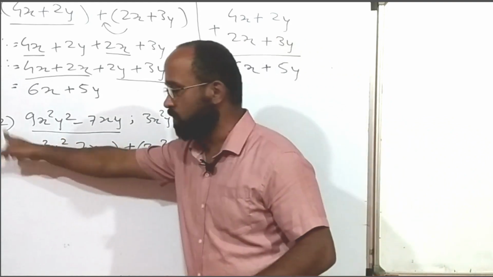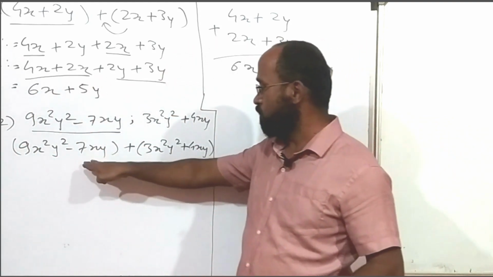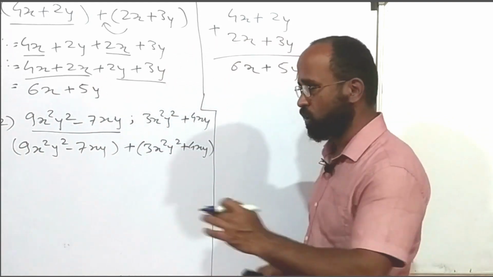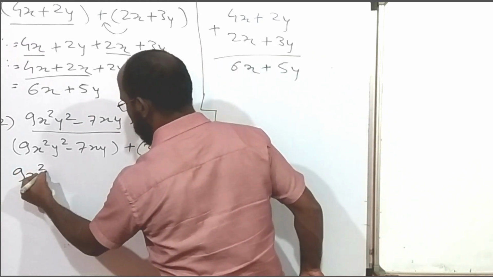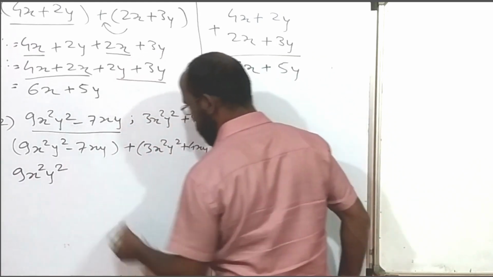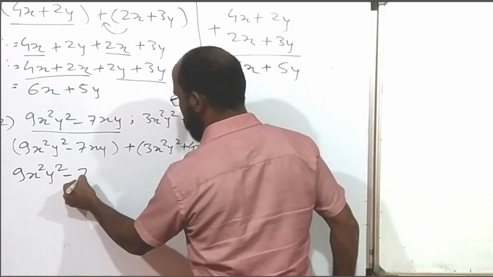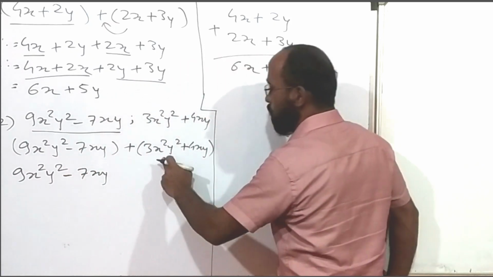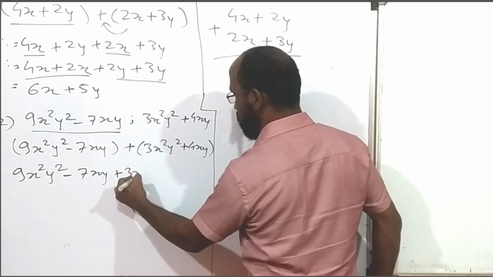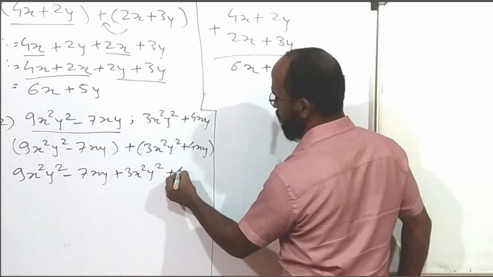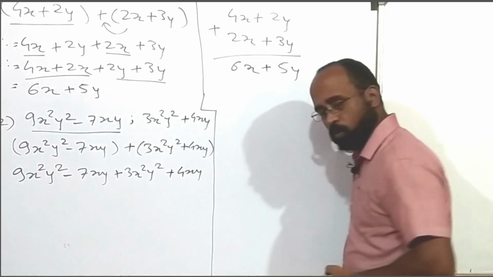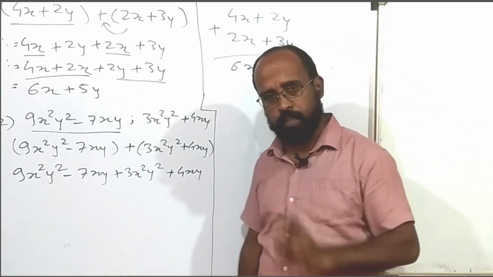Symbol out of the brackets is positive, so the symbol of the terms inside the bracket will not change. Remove them directly without changing the symbol. So 9x square y square will be as it is, minus 7xy as it is, plus 3x square y square as it is without changing symbol, plus 4xy as it is without changing symbol. Okay, first step of removal of the bracket is over.